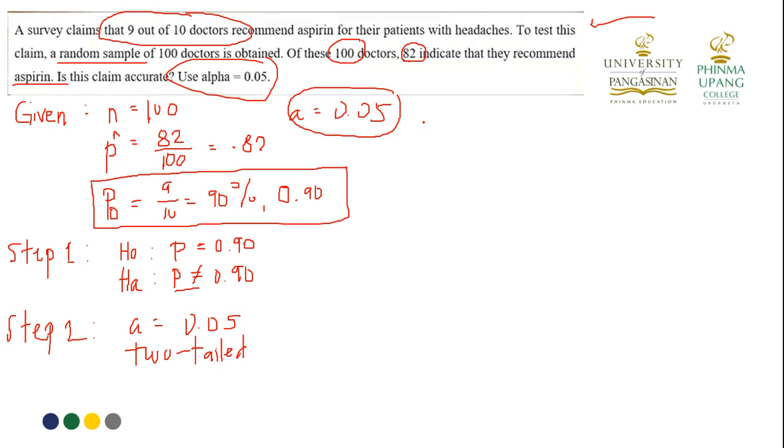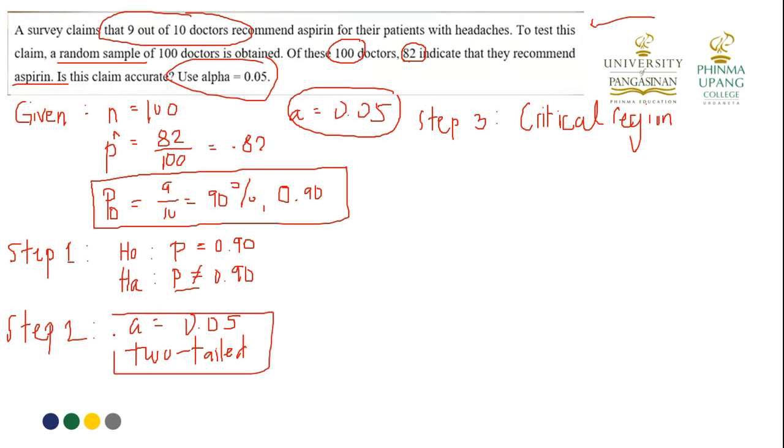Okay. Punta tayo sa step number 3, yung critical value na. Yung critical region. Critical region. Ang hirap ng kontrolin yung mouse ko ngayon. Step number 3, critical region. So, kompleto na tayo dito. Hanapin nyo na po yung critical value ng 0.05 ng two-tailed.